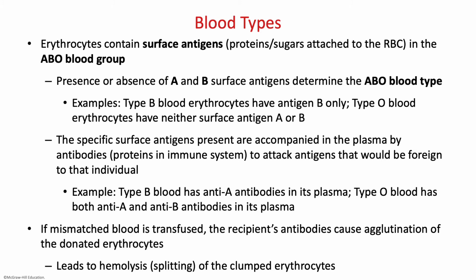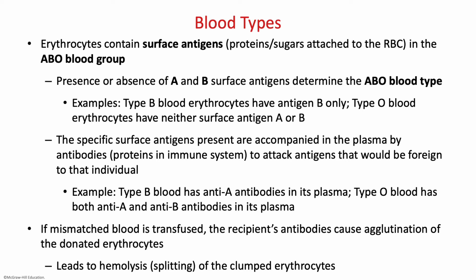So for example, if you're type B blood, that means your red blood cells have antigen B only. If you're type O blood, your red blood cells don't have antigen A and they don't have antigen B attached to them. If you're type A blood, your red blood cells have type A antigen on them. So I am A positive, so I have type A surface antigens on my red blood cells.